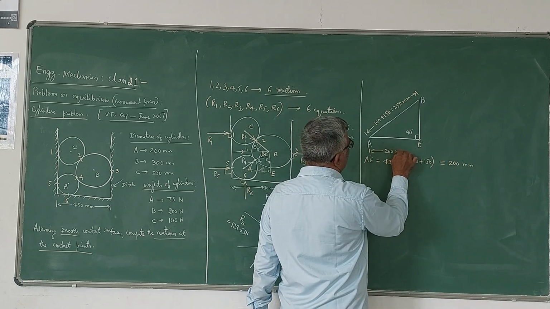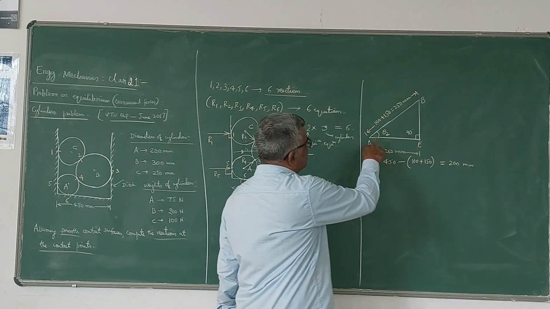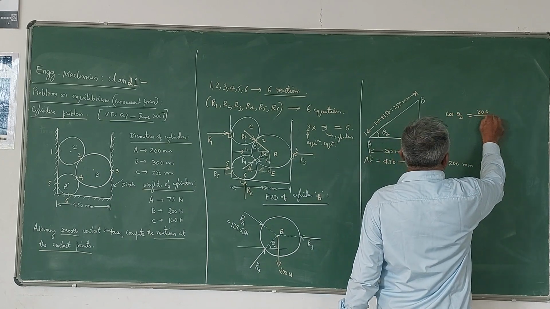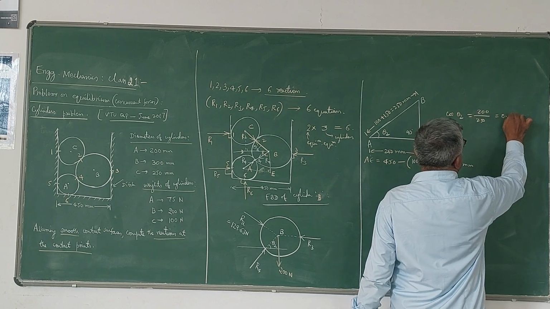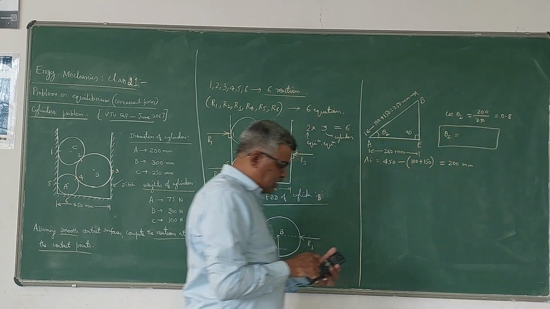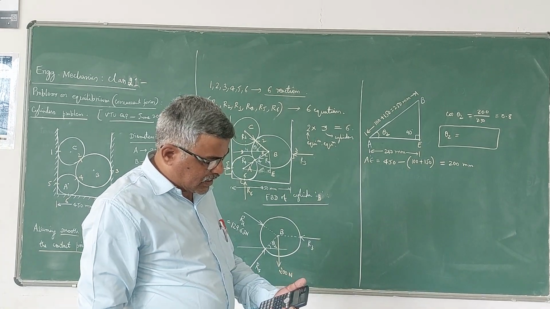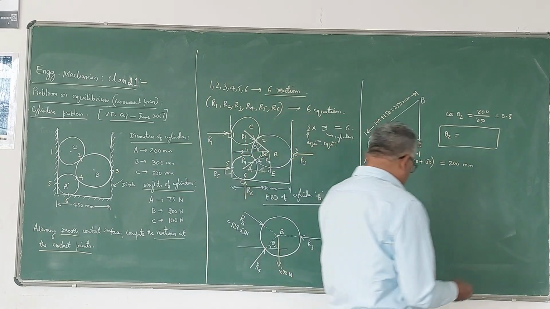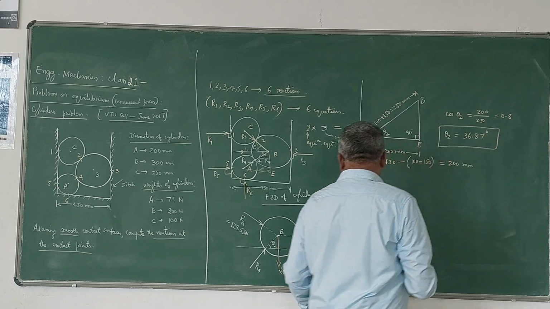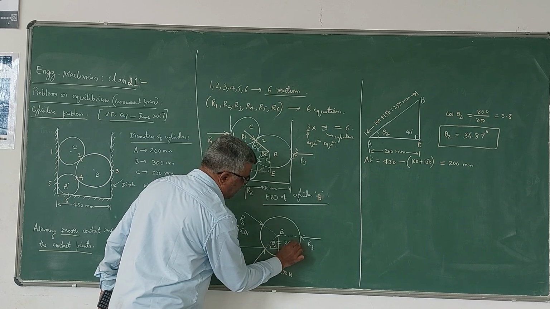Now once you know two dimensions, I have taken this as theta 2. So once again here also we have to take the cos theta 2 ratio. Cos theta 2 is 200 by 250, which is 0.8. So theta 2 is equal to cos inverse of 0.8. From the calculator, we get cos inverse of 0.8 as 36.87 degrees. Now this angle is 36.87 degrees.